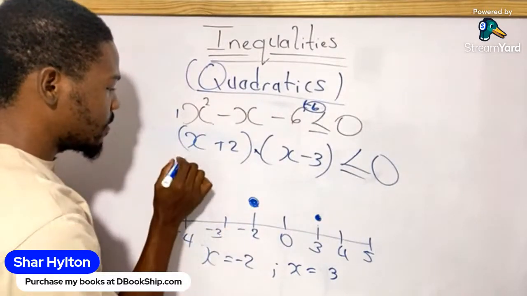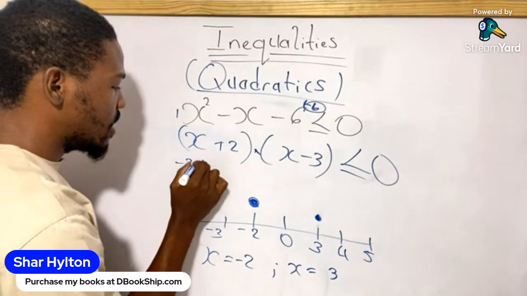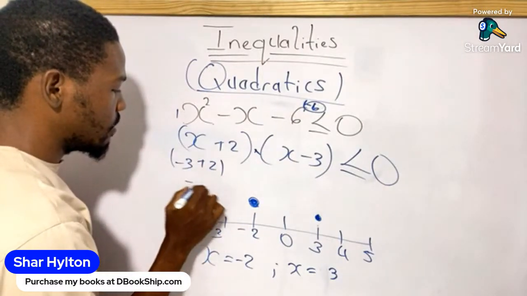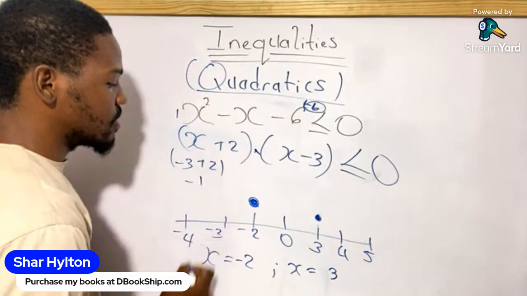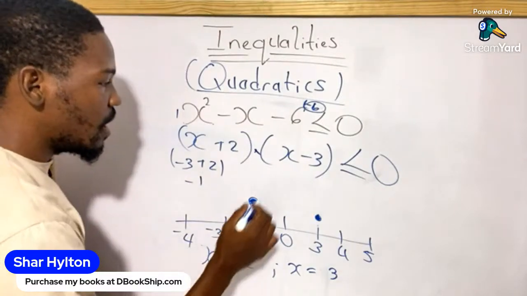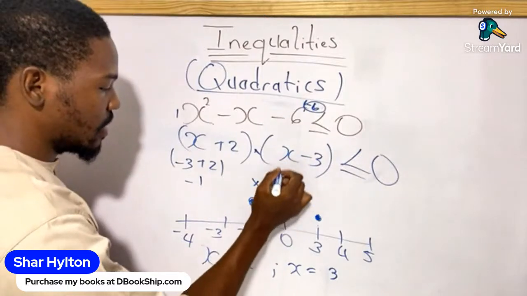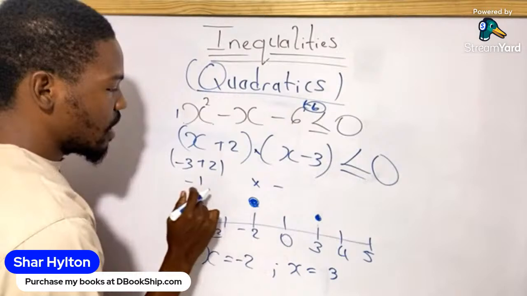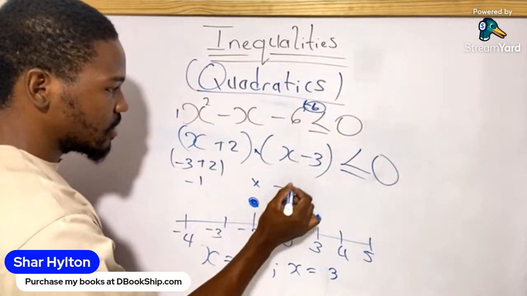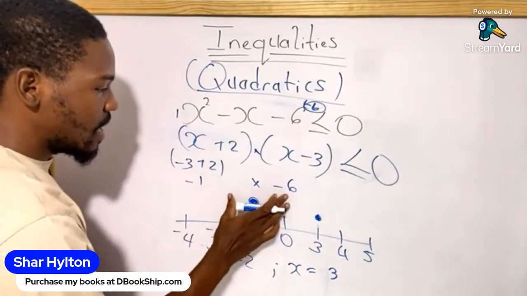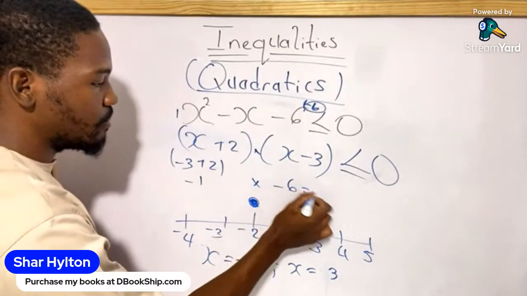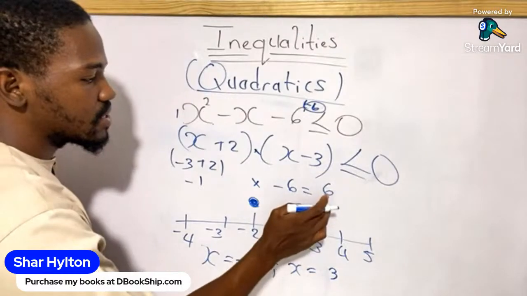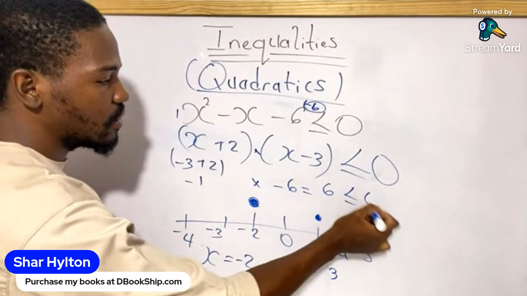If x was negative 3, then negative 3 plus 2 is going to give me a negative result, right? And negative 3 minus 3 is also going to give a negative result. A negative times a negative is going to give me a positive. So it's going to be a positive 6. So 6 is not less than or equal to 0.